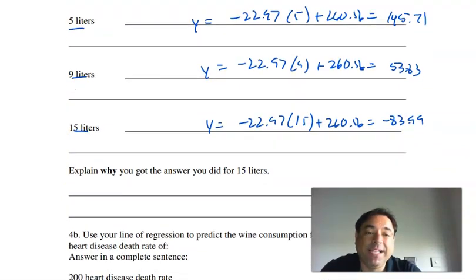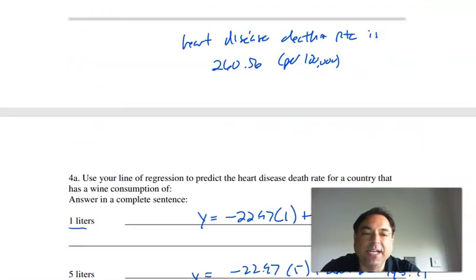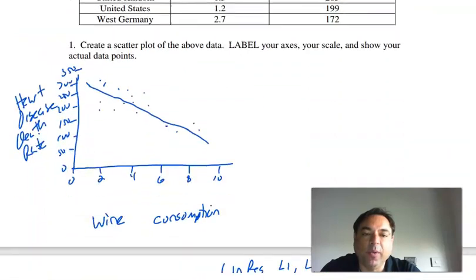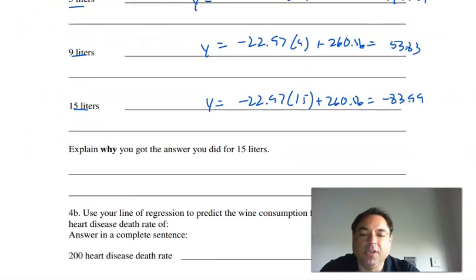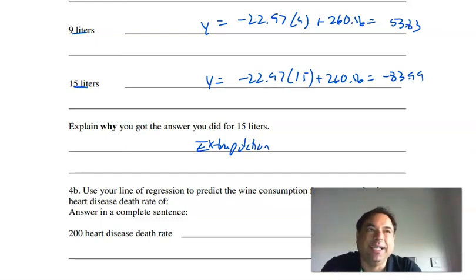Now, negative 83.99 is outside of our data. Notice there's no country that drinks 15. The highest is 9.1. That is beyond our data, and the word for that is called extrapolation. And when you have extrapolation, going beyond the data, generally that prediction is inaccurate. Okay? Could be, could not be.